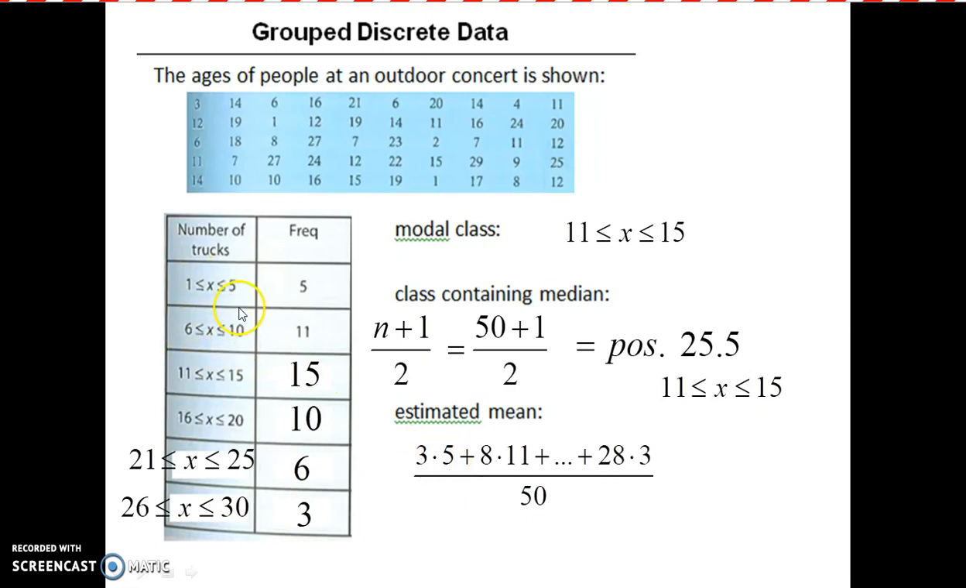And then we take the middle number here. The middle number here is 8. So even though these numbers can be anything between 6 and 10, we're going to say all of them are 8, and it occurs 11 times. So 8 times 11. And you keep going the same way.